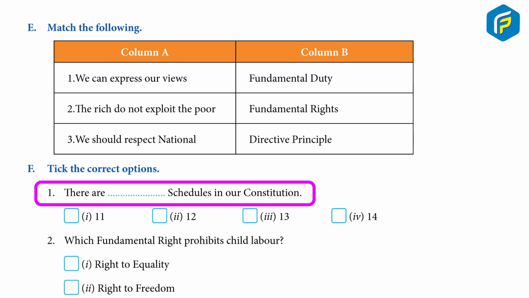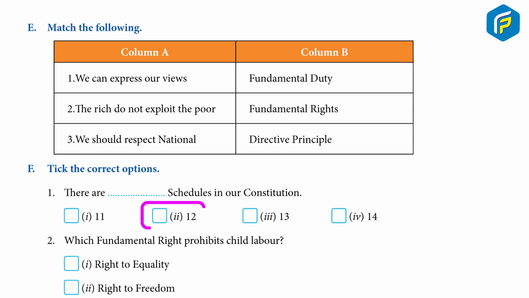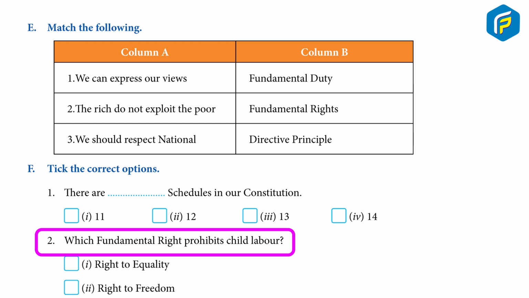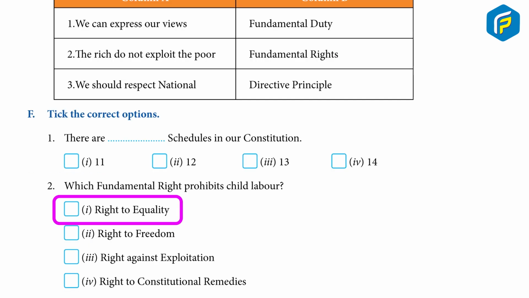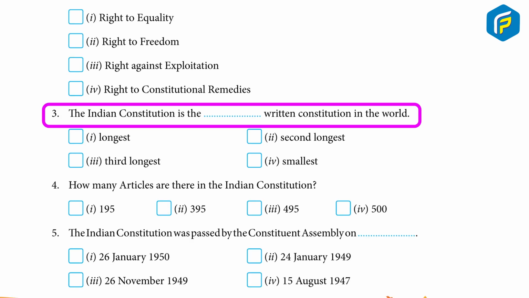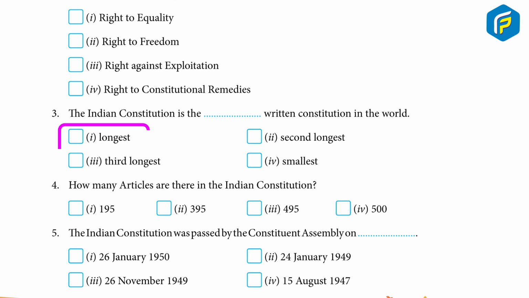1. There are dash schedules in our constitution. 1. 11, 2. 12, 3. 13, 4. 14. 2. Which fundamental right prohibits child labor? 1. Right to equality. 2. Right to freedom. 3. Right against exploitation. 4. Right to constitutional remedies. 3. The Indian Constitution is the dash written constitution in the world. 1. Longest. 2. Second longest. 3. Third longest. 4. Smallest.